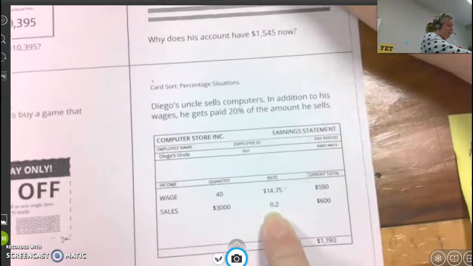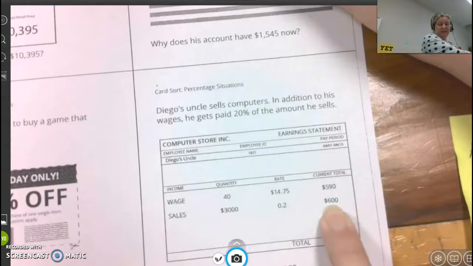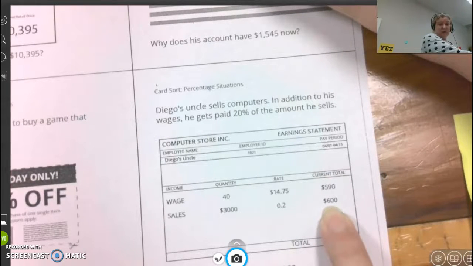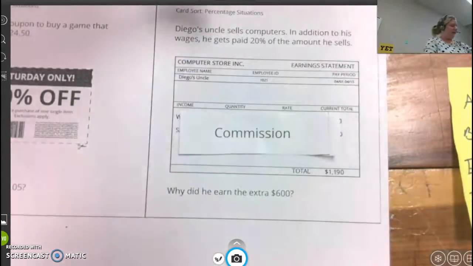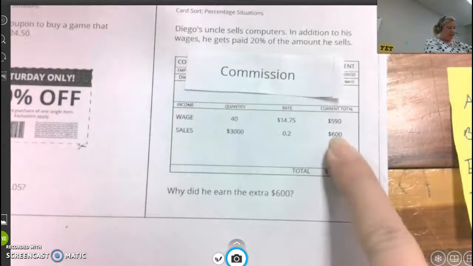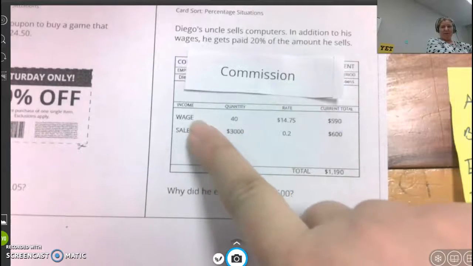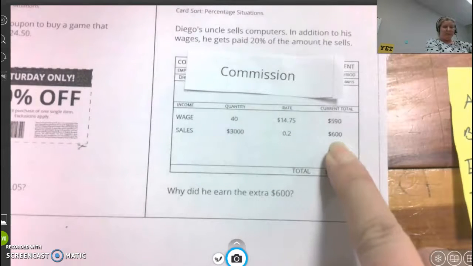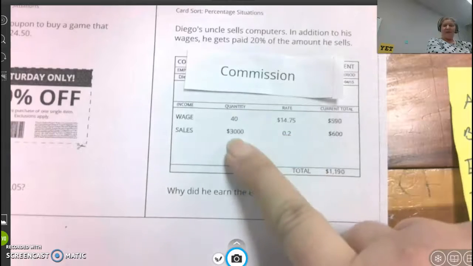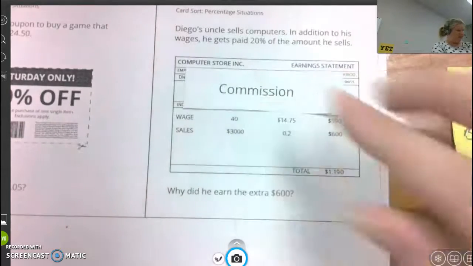a really good commission rate. So that means he's going to get paid an additional $600, and that is called commission. Many salespeople are paid this way. Their pay is a percentage, which means instead of being based on time, now he gets paid both ways. It's based on time, but the commission is based on a percentage of how much he sells. So the more he sells, the more he makes on the commission.